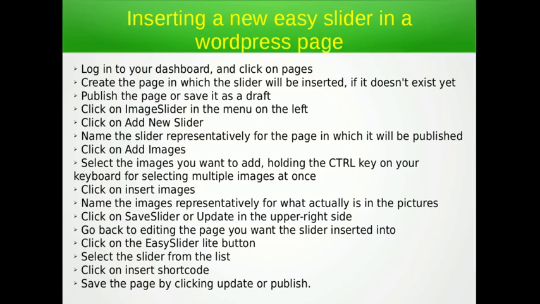Click on Add Images. Select the images you want to add, holding the Ctrl key on your keyboard for selecting multiple images at once. Then click on Insert Images. Name the images representatively for what actually is in the pictures. Click on Save Slider or Update in the upper right side. Then go back to editing the page you want the slider inserted into. Click on the EasySlider Lite button. Select the slider from the list. Click on Insert Shortcode and then save the page by clicking Update or Publish. That's it.